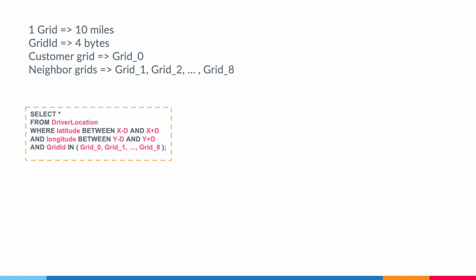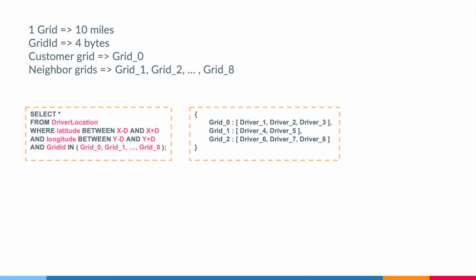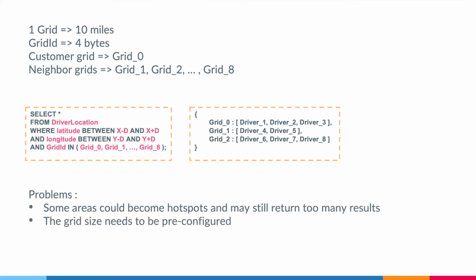Now let's think if there's a way we can improve this even further. Since our grid IDs are limited, we can store a hash table for indexing this, where the key of the hash table is the grid ID and the value is the list of drivers in that grid ID. Now this is a good approach, but earlier we assumed that grids are static. So what if some grids have many more drivers than the others? We can call these grids hotspots.